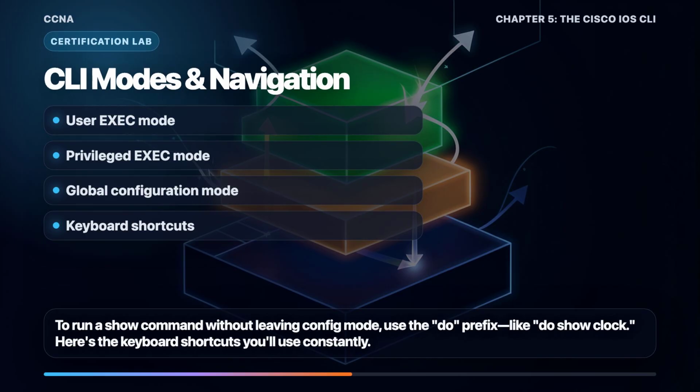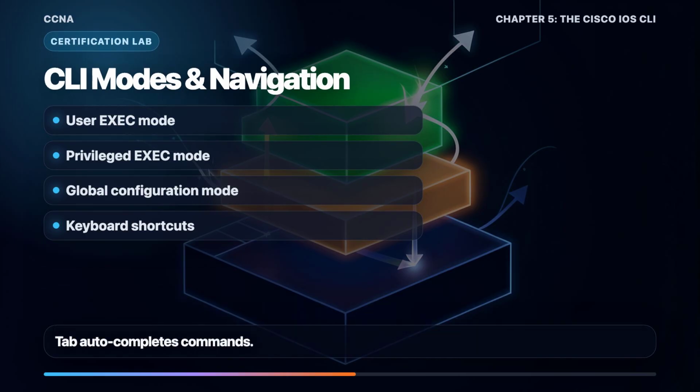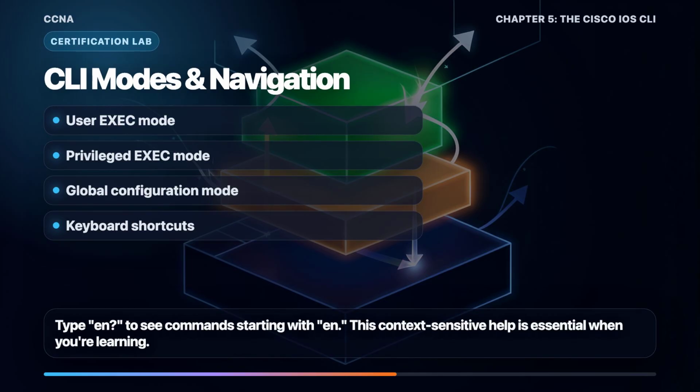Here are the keyboard shortcuts you'll use constantly. Tab auto completes commands. Up arrow goes back through your command history. Ctrl-A jumps to the beginning of the line. Ctrl-U deletes everything before the cursor. And the question mark is your best friend. Type ? to list available commands. Type show ? to see keywords for the show command. Type n? to see commands starting with n. This context-sensitive help is essential when you're learning.